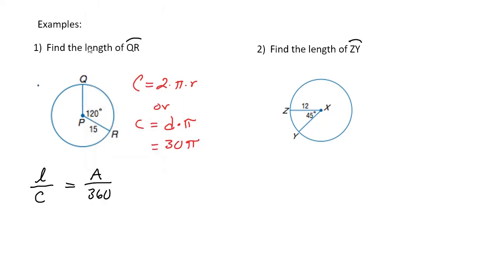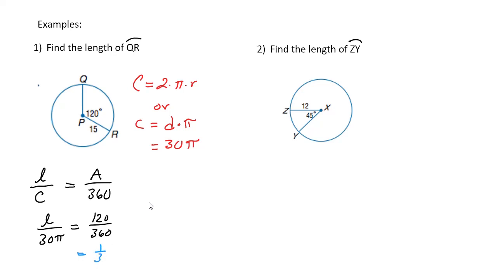So let's go ahead and now start making our substitutions. We have that the length divided by the circumference, 30 pi, is going to be equal to the measure of the central angle, which is 120, divided by the 360 degrees. Try to simplify. That's going to be my advice for this one, because you're going to be able to possibly simplify so that you don't have to work with large numbers. So in this case, I could simplify the right side. 120 divided by 360 simplifies to 1/3.